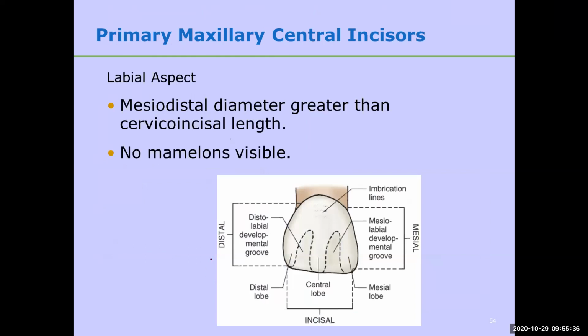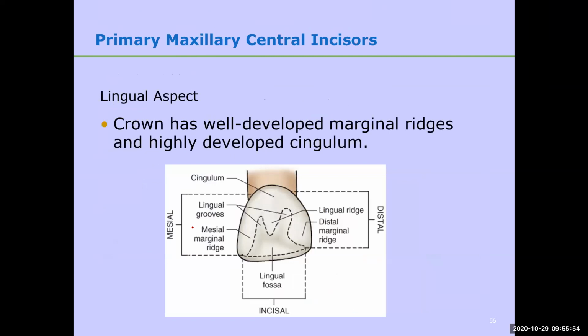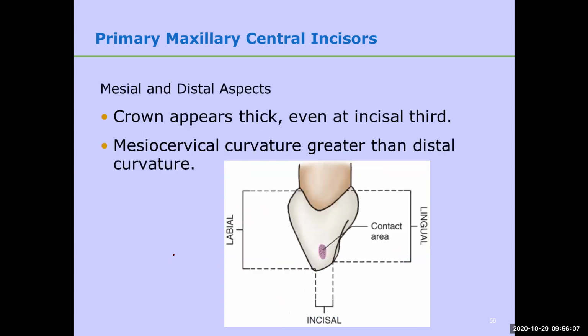From the labial aspect, you don't have mamelons. You can have imbrication lines, but you might not have the perikymata, which is going this way. From the lingual aspect, you've got well-developed marginal ridges. This is the marginal ridge here, and this is the marginal ridge, and then you've got your fossa. Well-developed cingulum.